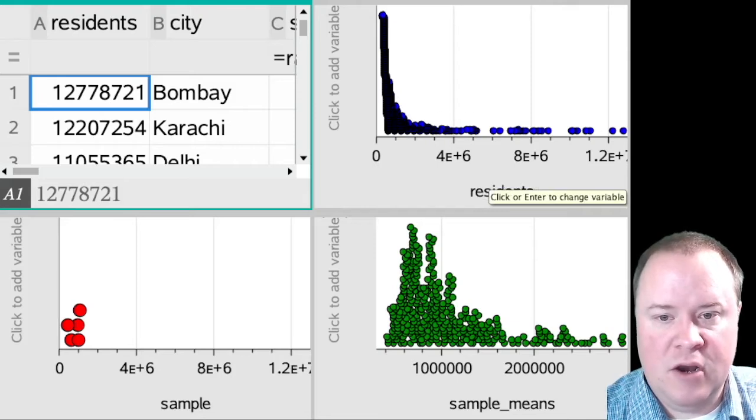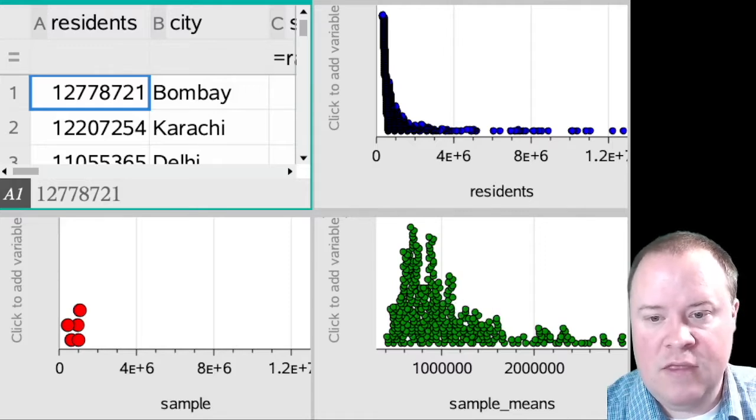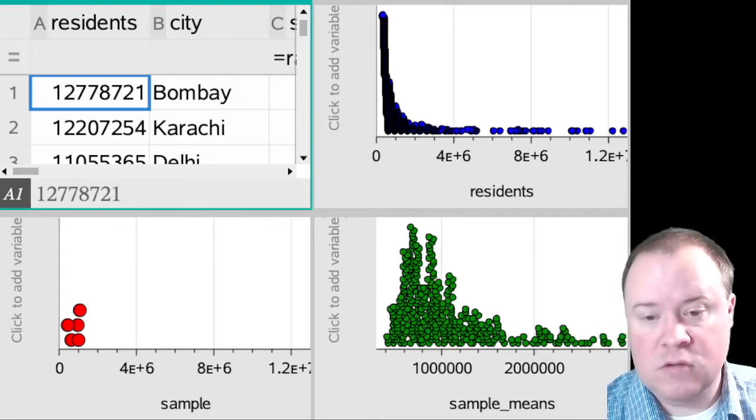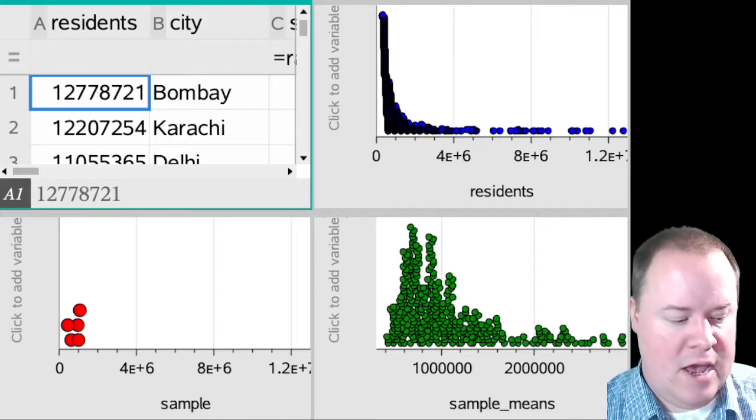We can see that up here, right? That there's no way it's going to be that large. And look at the range here. We've got everything from close to 0 all the way up to 3 million or so. And so we're not getting a very good, accurate way of doing this.